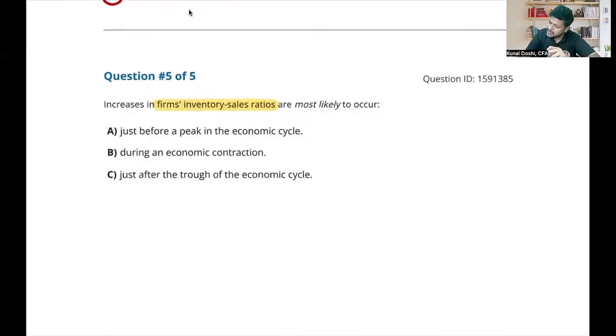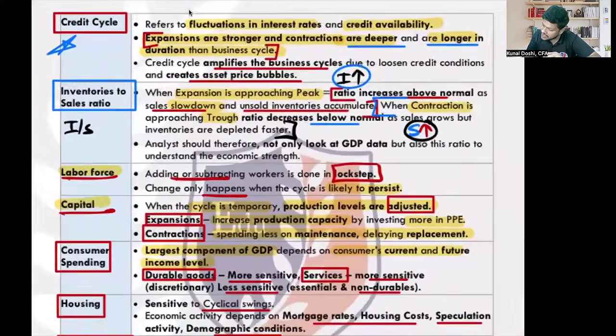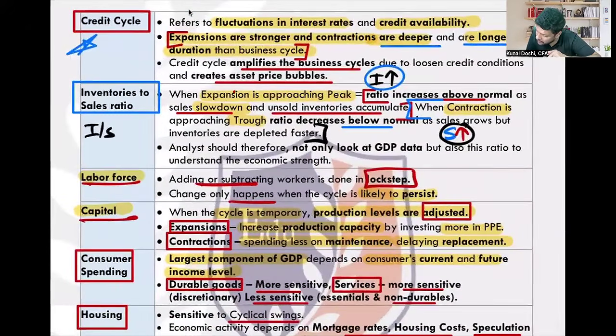Where did we discuss inventory to sales ratio? See here. Inventory to sales. As the economy goes from expansion to peak. So just before reaching the peak, what is the peak point? The peak point is when you have accumulated a lot of inventory and you are unable to sell it. So yes, just before the peak, the inventory to sales ratio is above the normal.